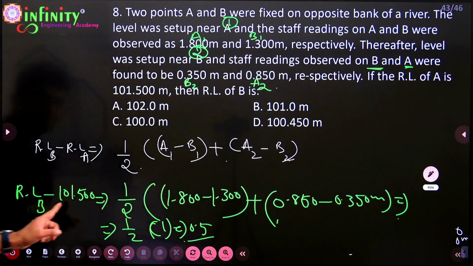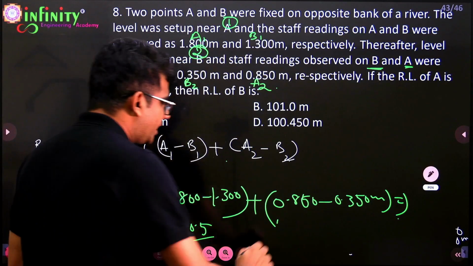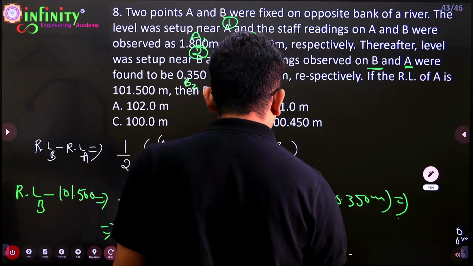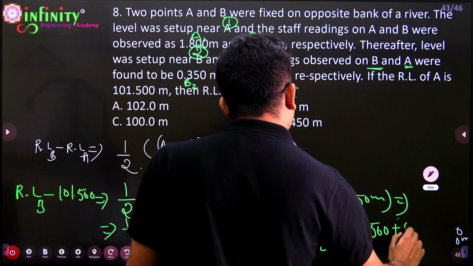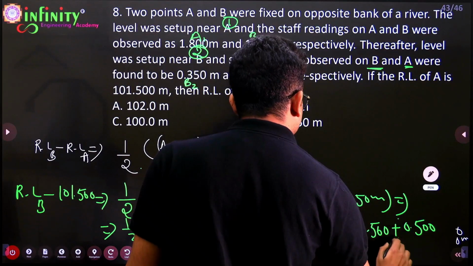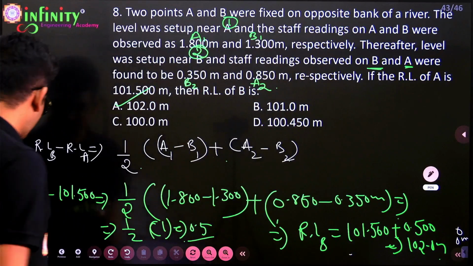So RL of B minus 101.500 equal to 0.5. So what will be the RL of B? RL of B equal to 101.500 plus 0.500, which is equal to 102 meters. So 102 meters is the answer here.